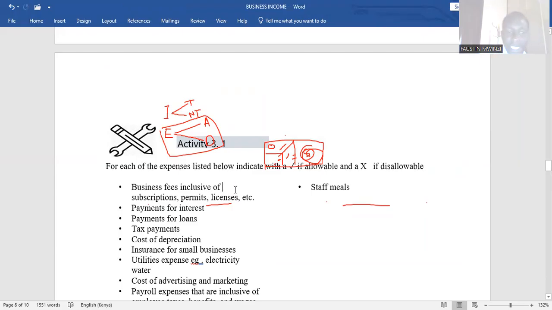You are required to be ticking against these expenses, whether it is allowable or not. Business fees, inclusive of subscriptions, permit, licenses. Is it allowable or not? Can we do chorus answers? Business fees, subscriptions, permit, and licenses. Is it allowable? Not allowable. Why not?